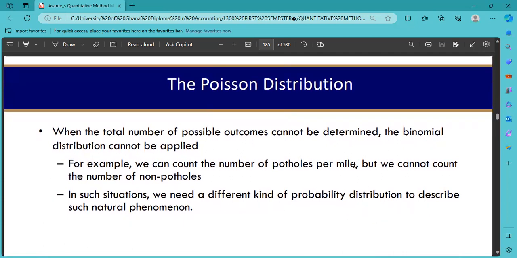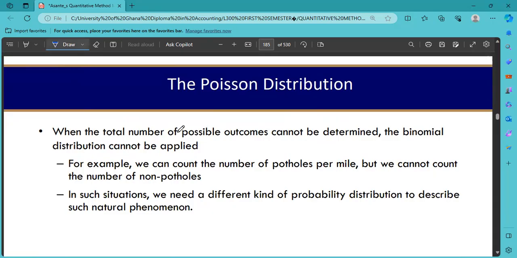So let's talk about what we are going to do today, which is the Poisson distribution. If you really want to understand when to apply Poisson distribution, it's when you are given a question to find a probability where time is related, or where you are finding a probability within an interval, within a fixed time. That's when we apply the Poisson distribution.